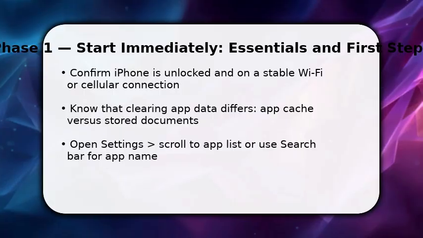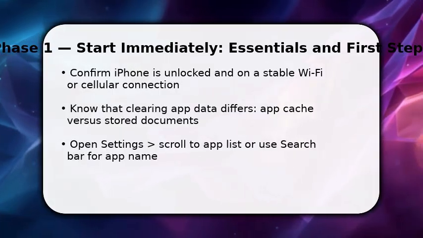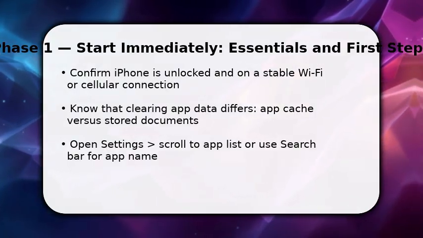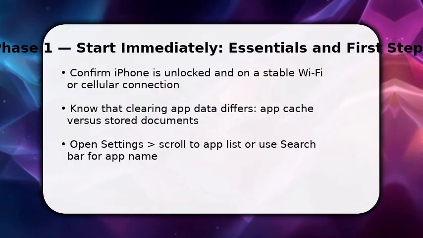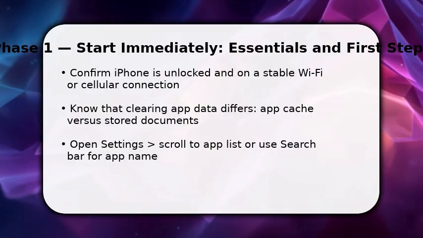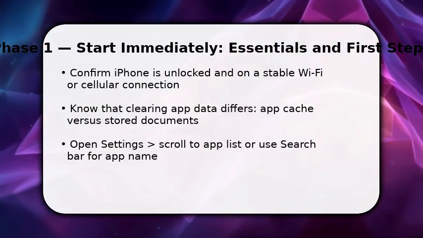Enjoy the video. You start by unlocking your iPhone and opening Settings. This is where privacy and storage controls live. Once done, either scroll to the app list or tap the search bar and type the exact app name to jump straight there. Make sure you understand the distinction.